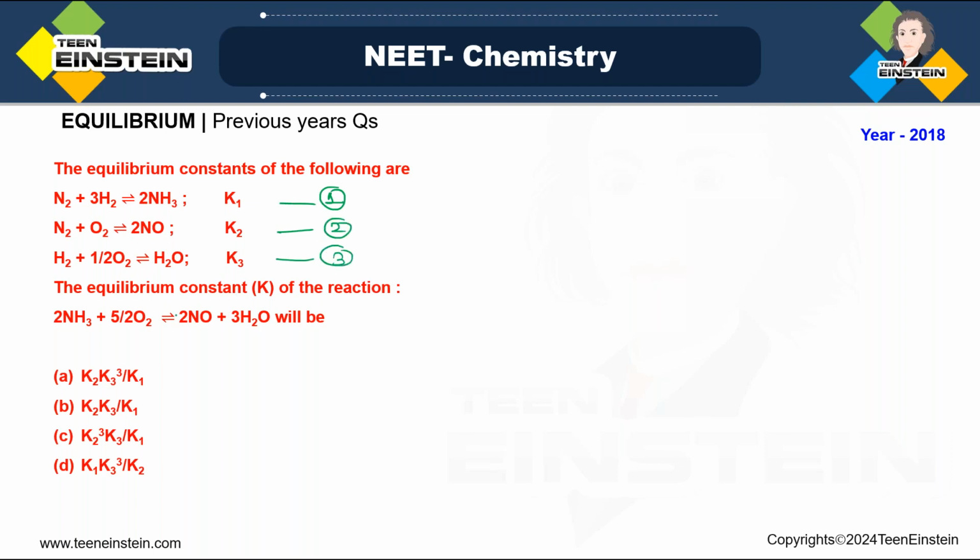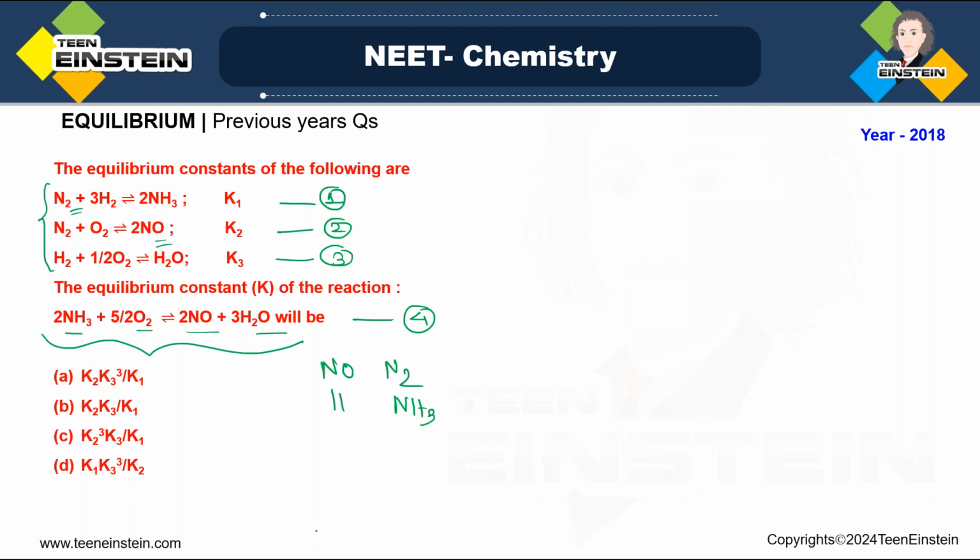Next, there are equilibrium equations given and the corresponding K1 value, K2 value, K3 value. You have to find the equilibrium constant for the fourth reaction. Suppose this is the fourth reaction. Now in the fourth reaction you have ammonia, oxygen, NO and H2O. And look at these three reactions. Here you have N2 and NO also. But N2 and ammonia, these two are not present in the final equation. There is no N2, there is no ammonia.